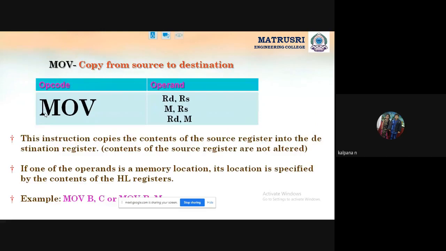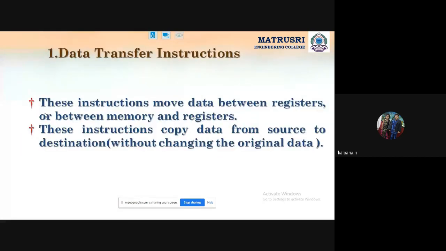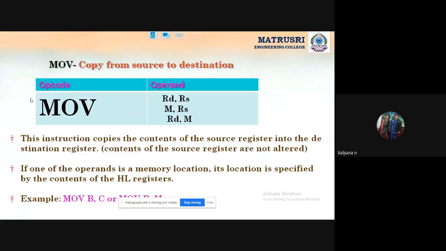In these data transfer instructions, we can move, store, load, and exchange the data. What can we do with them? We can move, copy, load, and store data from register to memory location, or memory location to registers, or to an accumulator. So the first instruction under data transfer instructions is what?